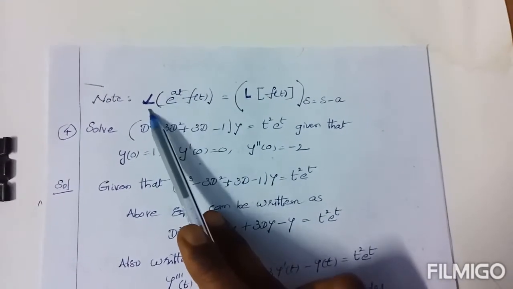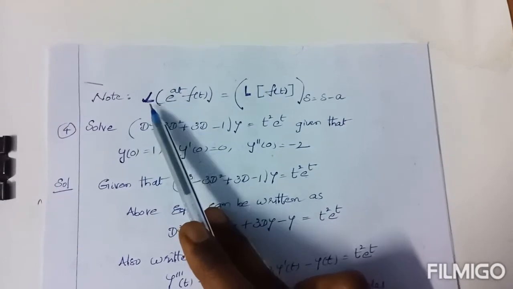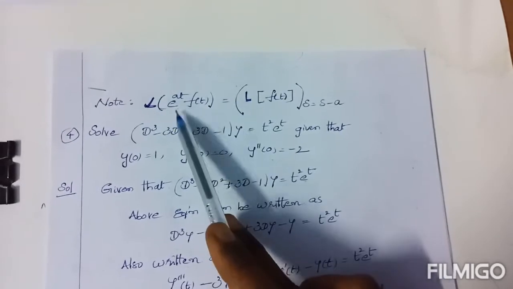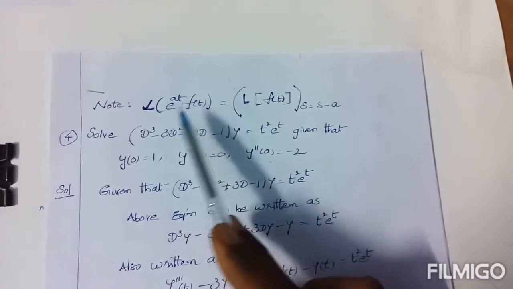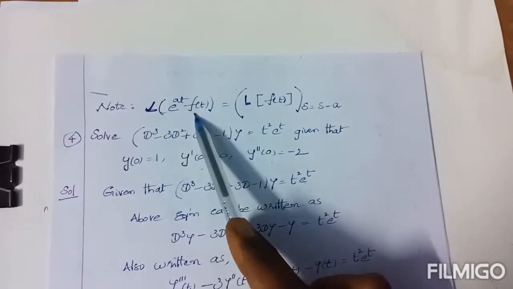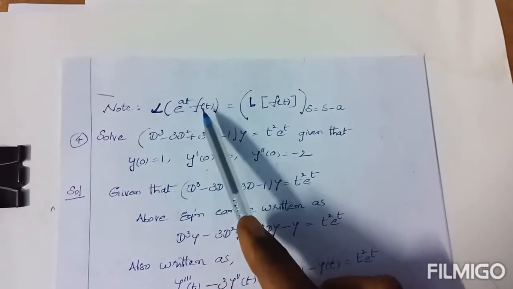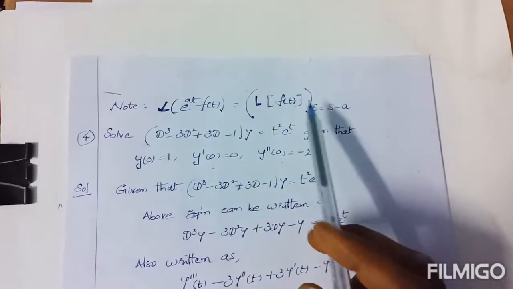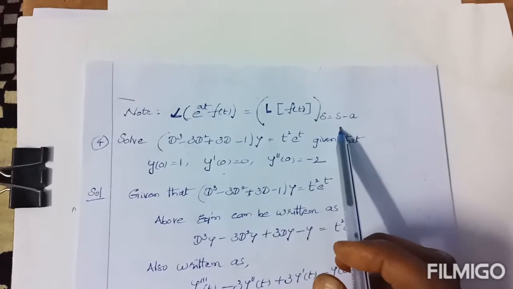Here L is nothing but the Laplace operator, operated on a product of two functions. The two functions are defined in terms of t. In this case we have to apply L on only f of t. Instead of e power a t, the corresponding result is s equal to s minus a.